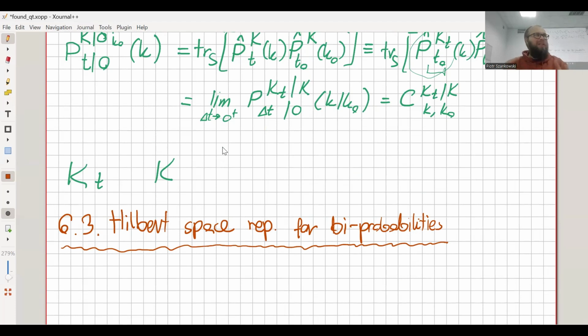So essentially what we did, we developed a Hilbert space representation for single time bi-probabilities. That's what we did, and now we want to leverage this, use it as a jump off point to actually get the representation for n time bi-probabilities.